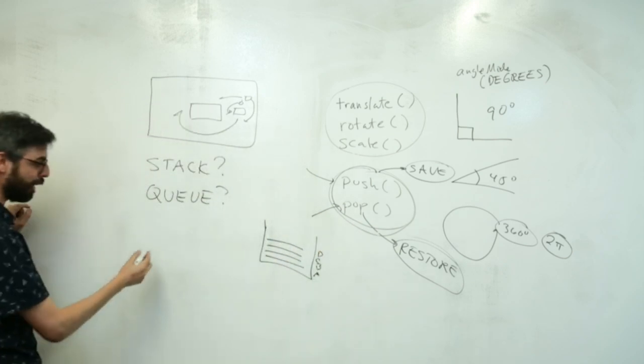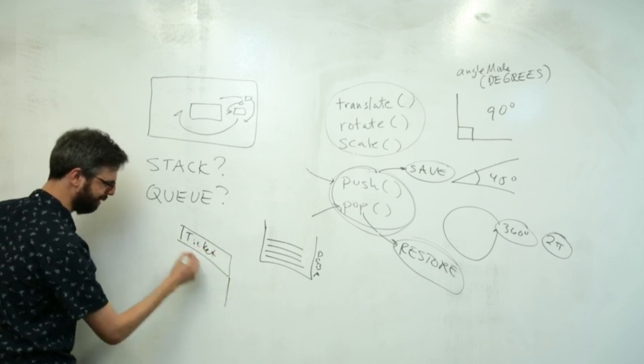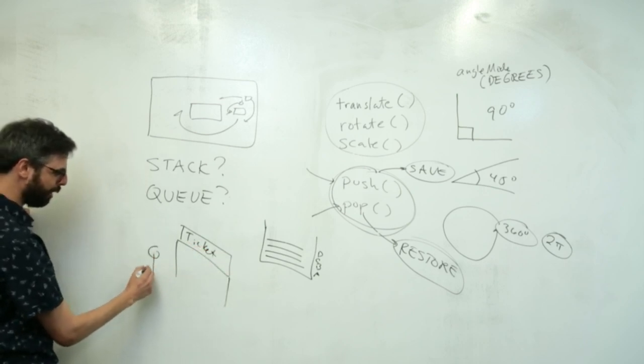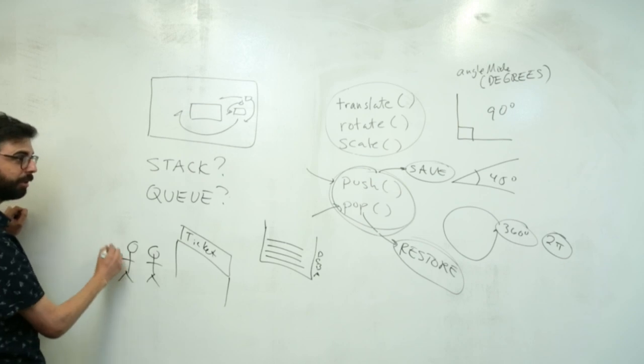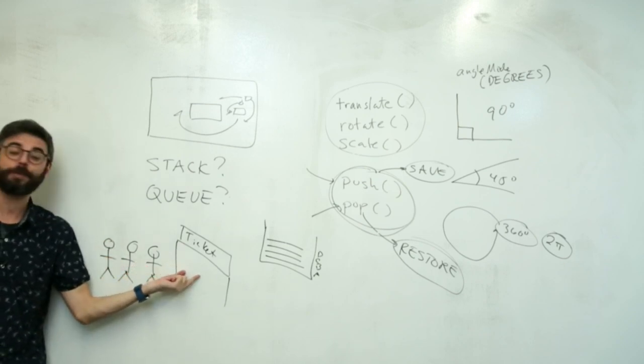This is different than a queue, which you could think of like some kind of ticket window, right? Where people line up in a queue. The first person in line for the queue is the first person to get a ticket.